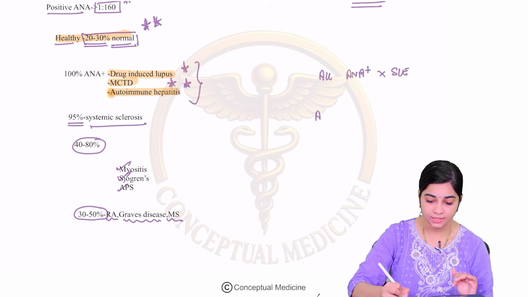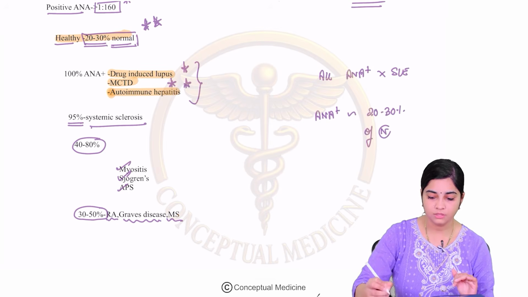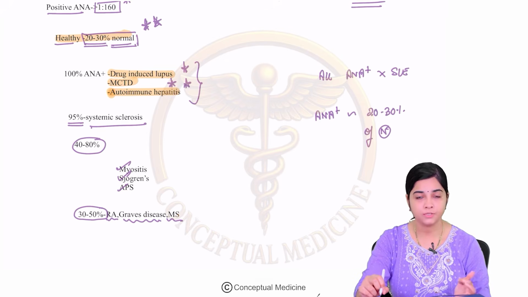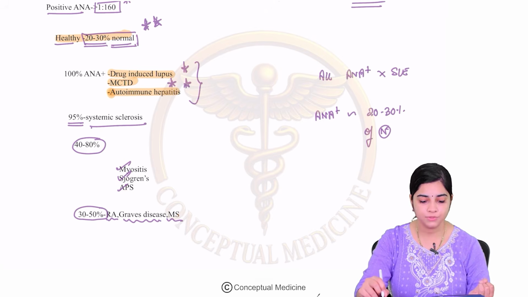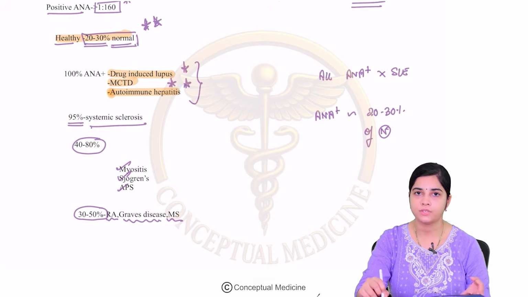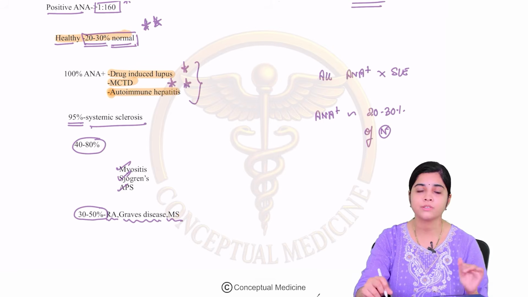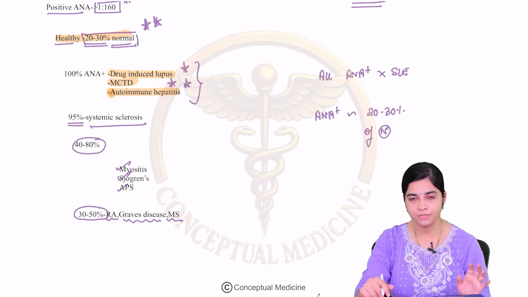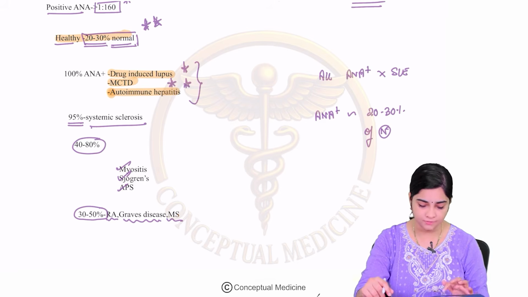Okay, and ANA can be positive in 20 to 30% of the normal population. And the other conditions where ANA is positive, remember 100% positivity, remember only 3 diseases: drug-induced lupus, mixed connective tissue disorder, and autoimmune hepatitis. And a lot of other autoimmune disorders can also have ANA positive. Okay, so this is about the basics of ANA, which you have to learn before you go on to learn about the diagnosis of SLE.